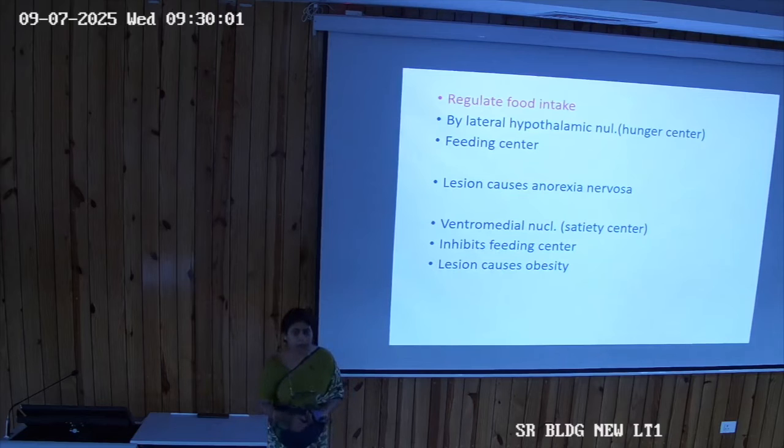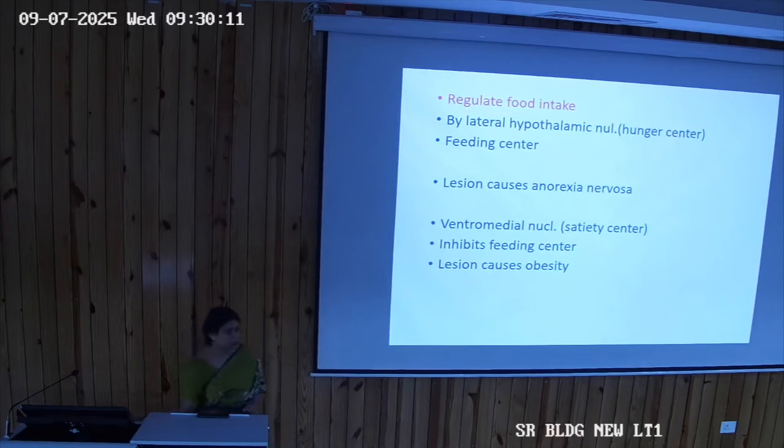Obesity तो हो सकती है, बस किस वजह से हो रही है? Lesion of the hypothalamic nucleus. So the name given is hypothalamic obesity. This is ventromedial nucleus. So lateral nucleus किसके लिए responsible हो गया? Thirst और hunger. Thirst and hunger. Ventromedial nucleus for satiety center.